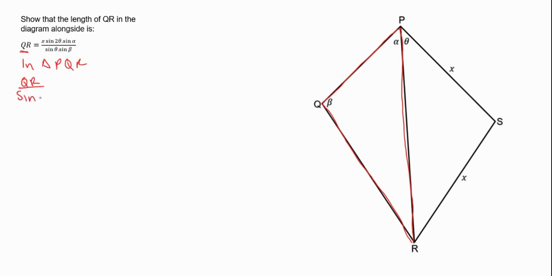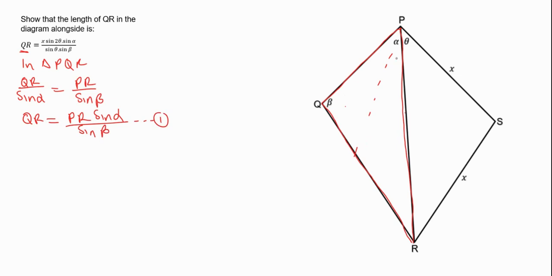In triangle PQR, we can use the sine rule here. QR over sine alpha is equal to the common side, which is PR over sine beta. And then the next thing will be to make QR the subject of the formula. You multiply by sine alpha on both sides of the equation. So QR is equal to PR sine alpha over sine beta. Okay, so now this is our equation 1. We have created equation 1 using triangle PQR.